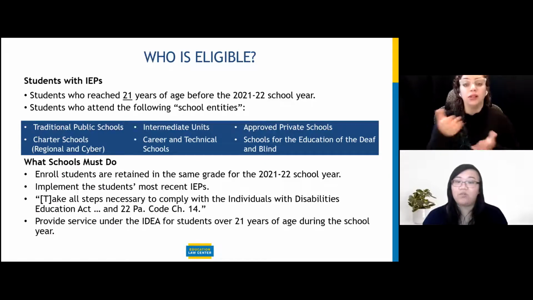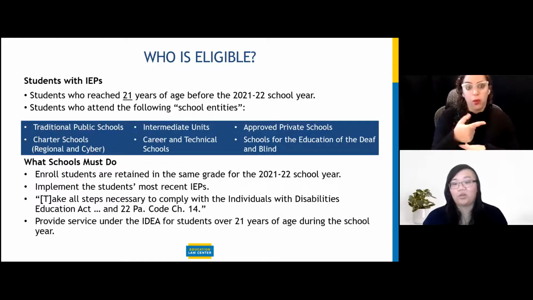Services also must be given for these students over 21 years of age starting in this upcoming school year under the IDEA, and these services must continue throughout the entire school year.